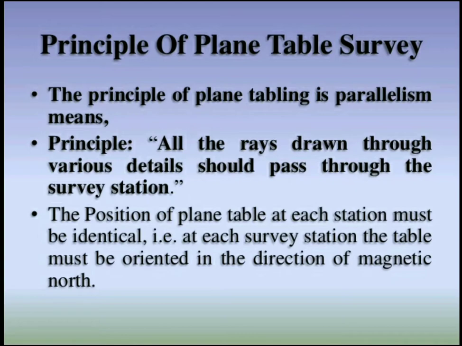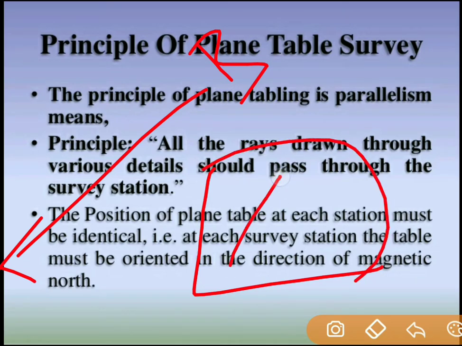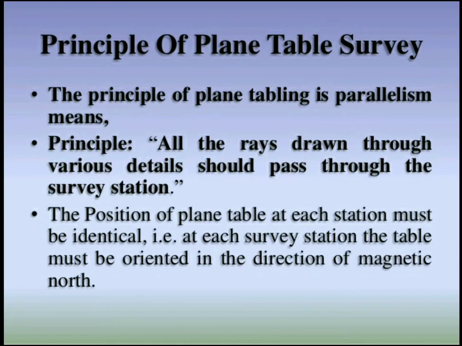So what is the meaning of that? Here one reading or one length is there, and we are taking that reading as the same. So both are parallel to each other. So the main principle of plane tabling is parallelism. The main principle of a plane table is parallelism, right?